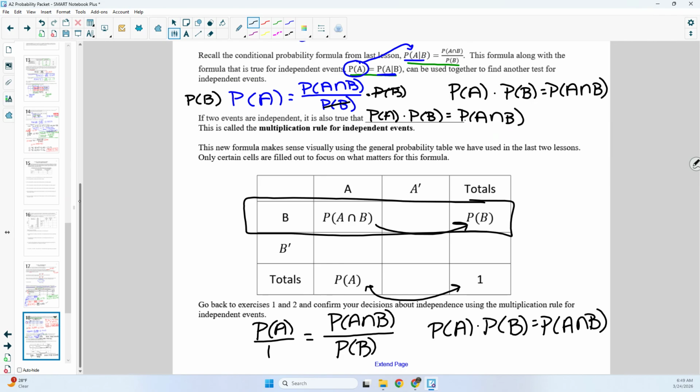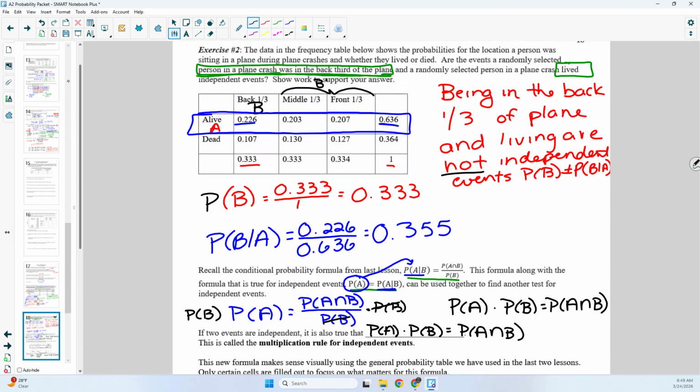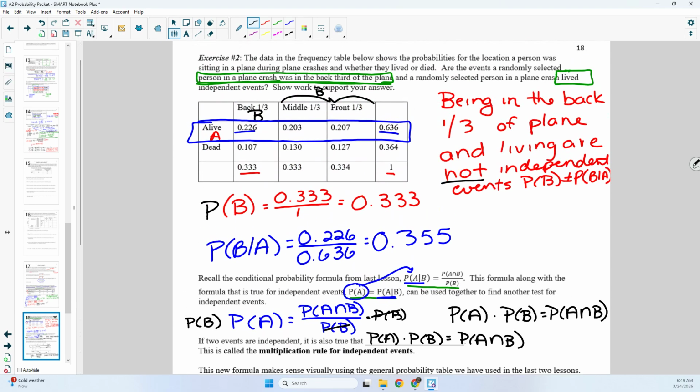So you will see both of these on your reference sheet, those 2 tests. And I'm just going to do the top problem for this video, but we can see that this will work on the 2 problems we already did. So over here, this is testing that multiplication rule for independent events. In this problem, we found the events were not independent, so we're expecting this not to work.